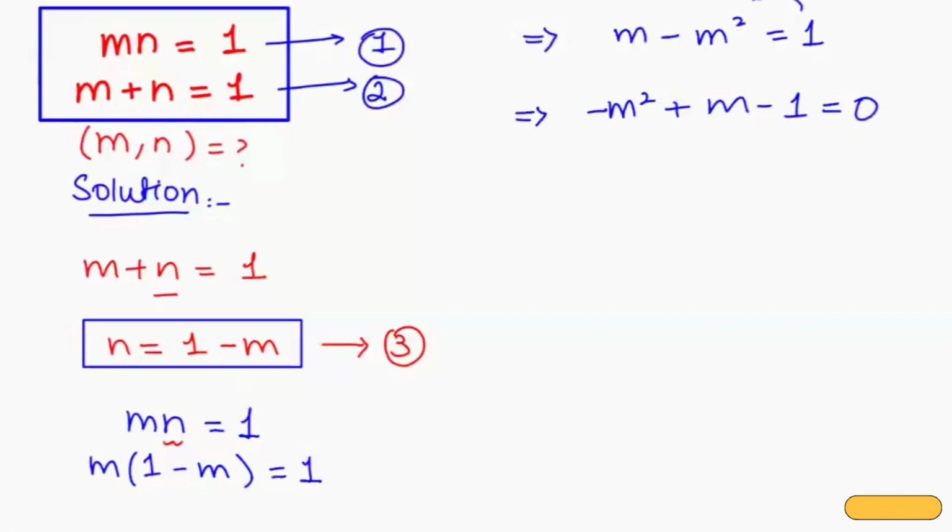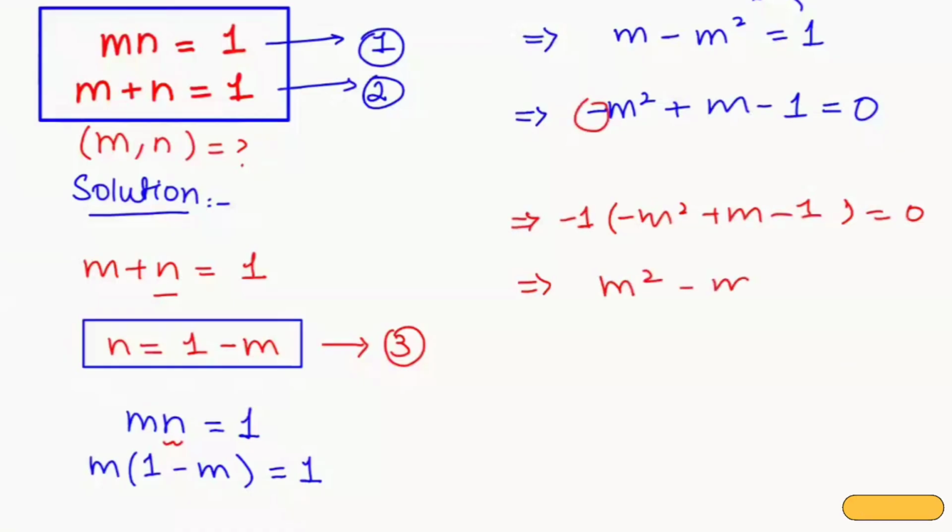Now here we have the negative sign, so for that I'm going to multiply both sides by minus 1. Here this will turn to positive m square minus m plus 1 equals 0. Now here we get the quadratic equation. Now I'm going to find out the value of m by using the quadratic formula.